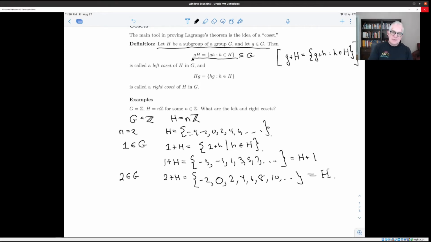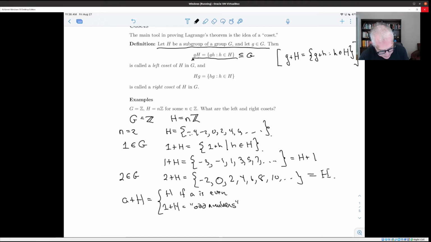And in fact, if you think about this for a moment, if you take a plus H, there's really only two possibilities here. You get H again if a is even, because if you take the collection of even numbers and you add an even number, you just shift them, but it's still the collection of even numbers. And it's the same as 1 plus H, which is the collection of odd numbers, if a is odd.